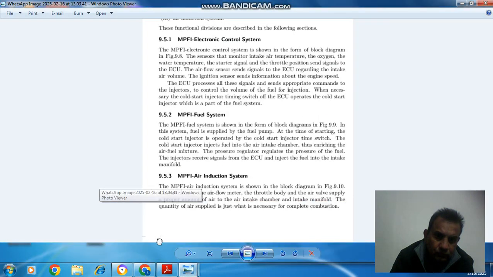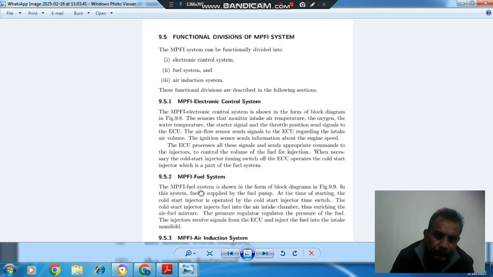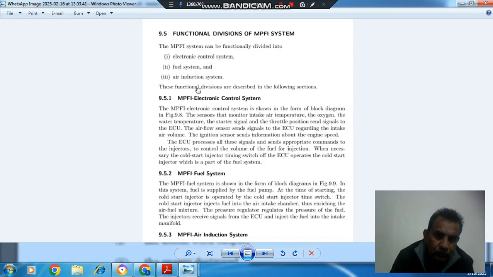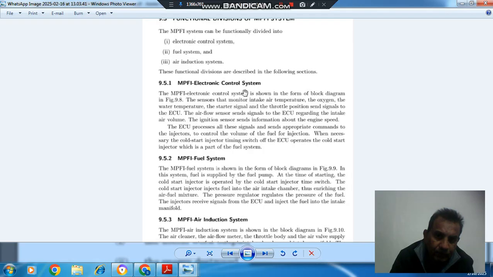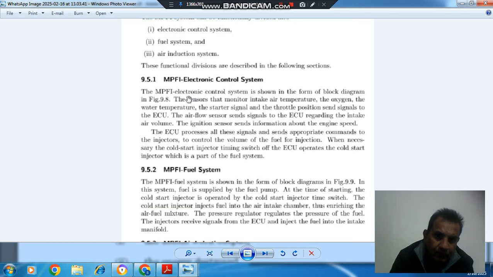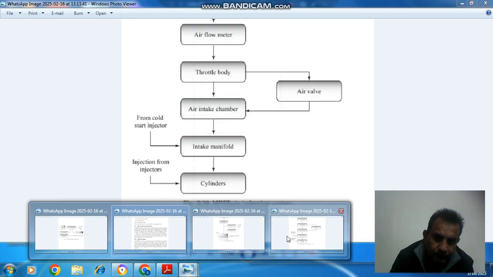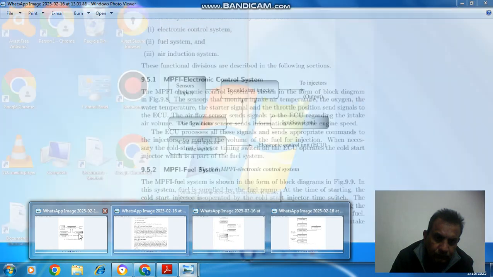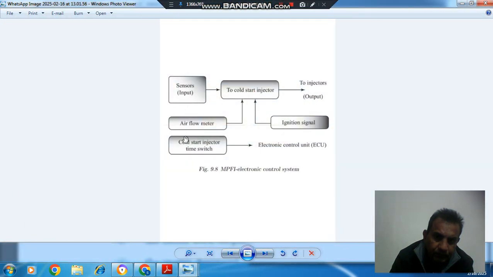The functional division of the MPFI system consists of three divisions. First is the electronic control system, second is the fuel system, third is the air induction system. So first is the MPFI electronic control system. The MPFI electronic control system is shown in the form of a block diagram in figure 9.8. So this is the electronic control system.